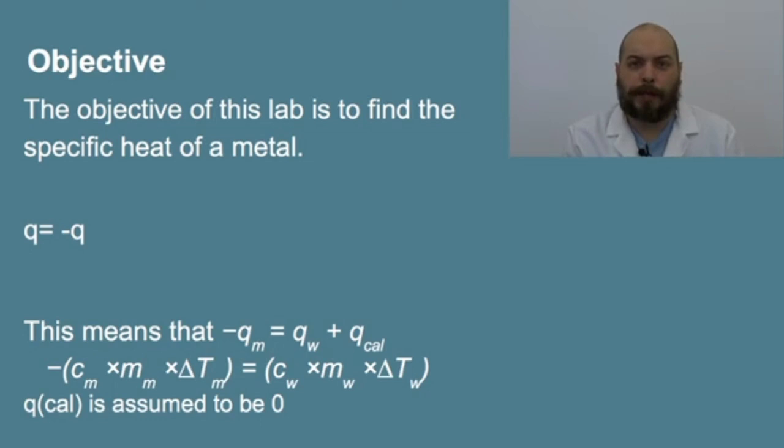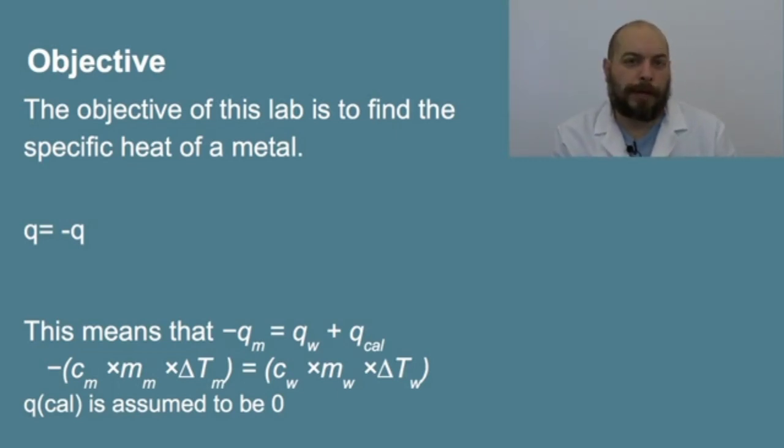In order to do that, we need to understand that energy is conserved. Heat gained by the water is equal to the heat lost by the metal. A way of thinking about this is that Q, which is how we look at heat, is equal to negative Q. So Q of the metal is equal to negative Q of the water, or Q of the water is equal to negative Q of the metal. In other words, heat gained by one thing is equivalent to the heat lost by the other.